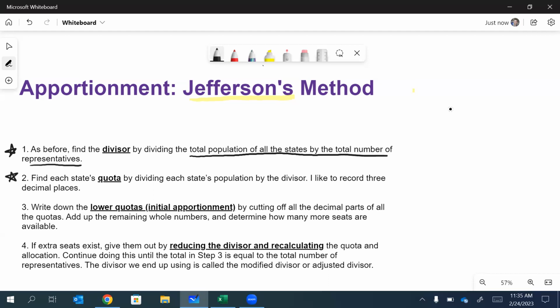Same thing. Step two, exactly the same. Find each state's quota. You're going to take each individual state's population and divide it by the divisor, that number that you found in step one. Okay, step three, also identical.